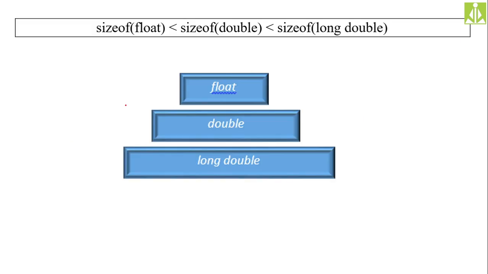To show that one, I will take the help of this picture. As you can see, when we are saying float, it is smaller. The box represents the size. As it is having the small box, it will take the small amount of memory. Double, medium size we can say, and long double, it is a large size we can say. So if you use the sizeof operator on these types, sizeof float is smaller than sizeof double, which is again smaller than sizeof long double.